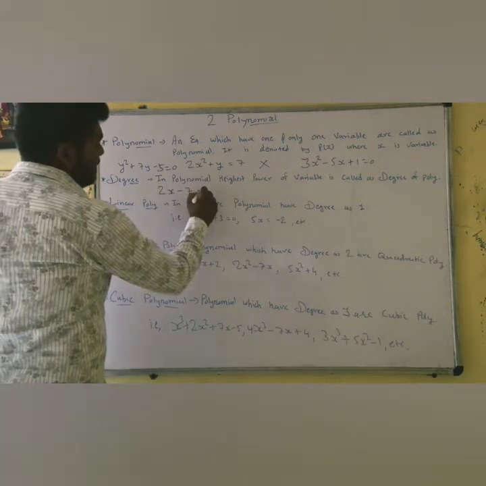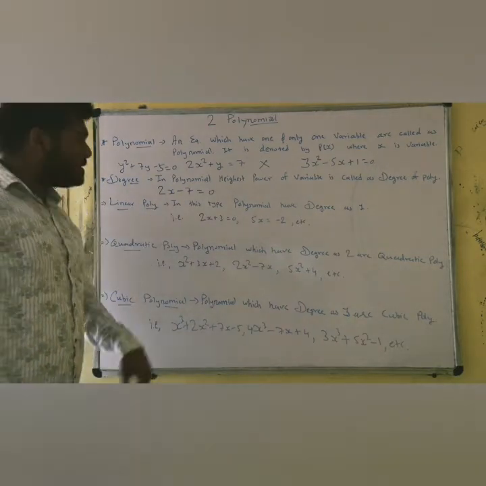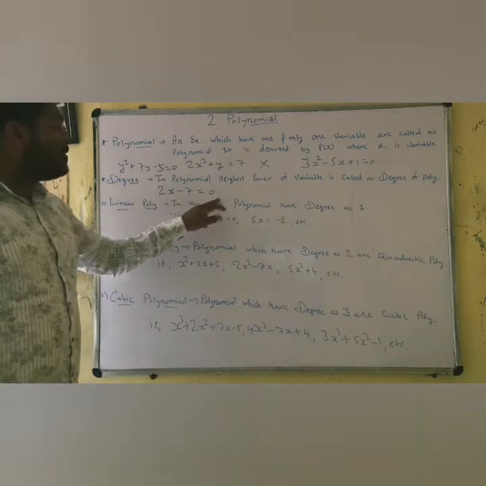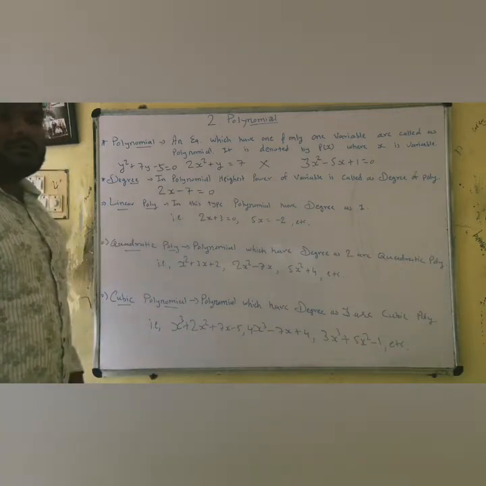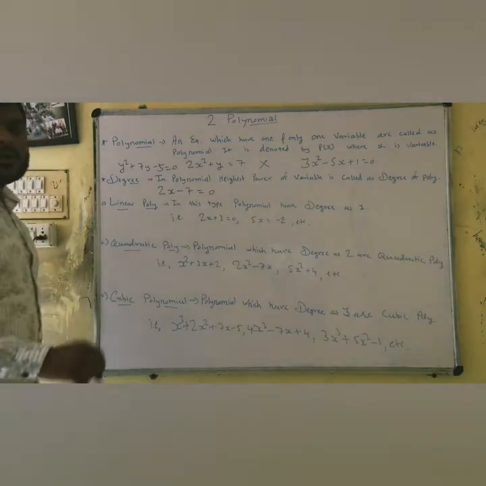2x minus 7 equals 0. First thing, is it a polynomial? Yes, because only x is the variable. Now what is the highest power of x? X with power 1. Any other x term? No. So the degree is 1.